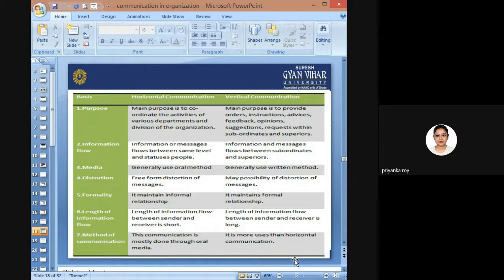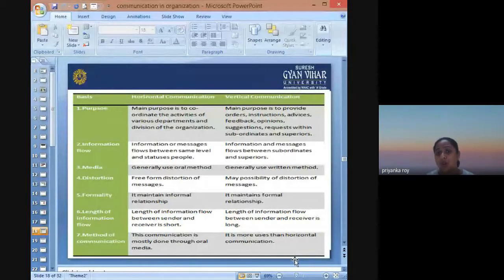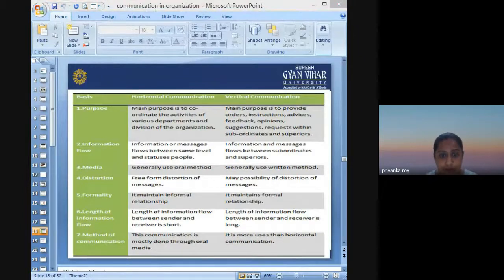The length of the information in horizontal communication, the length of information flown between sender and receiver, is very short, whereas in vertical communication, the length of the information flow between the sender and receiver is long. The method of communication is that communication is mostly done through oral media, and it is more used as a horizontal way of communication.